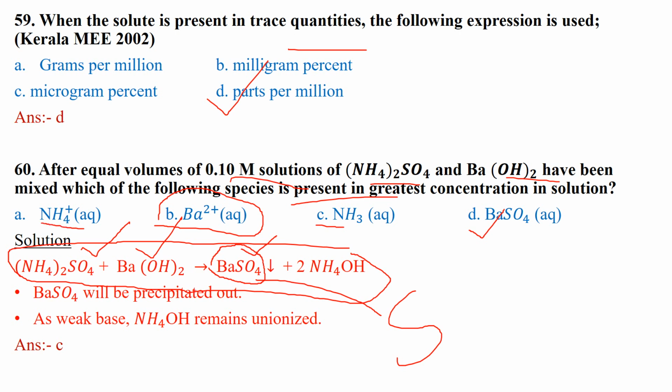However, ammonium ion could not be found in the highest concentration either, because ammonium hydroxide is a very weak base. So NH4OH remains unionized due to its weak nature. Then the highest concentration would be of unionized NH3. NH3 aqueous means ammonium hydroxide, this one. So the answer will be C.